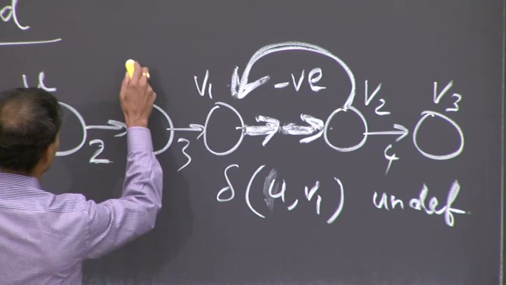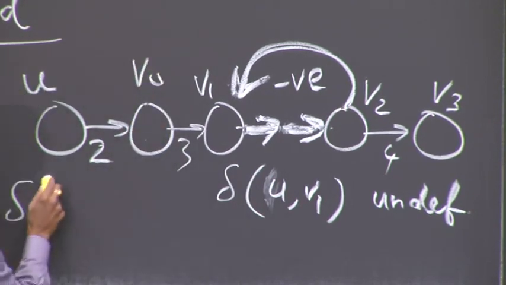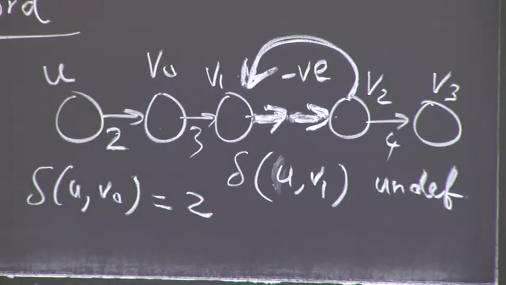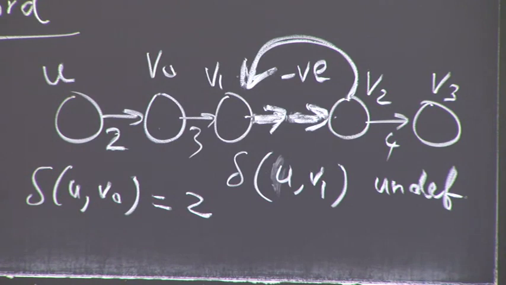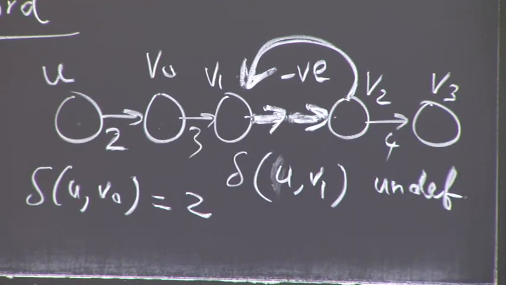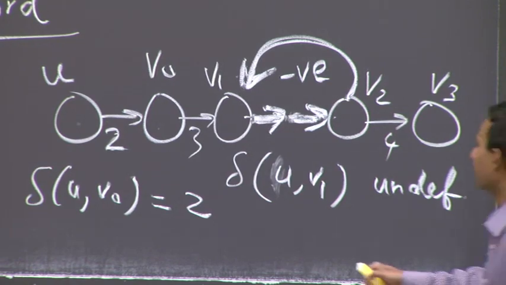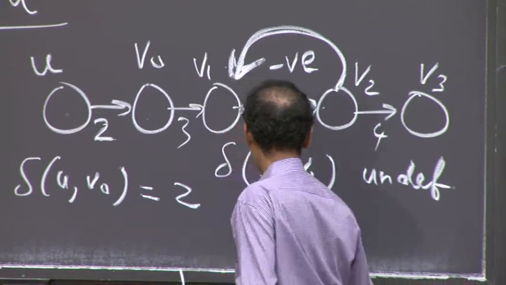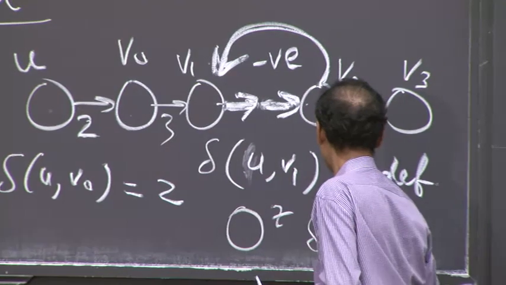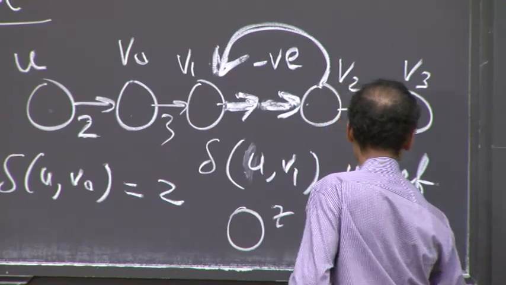For this node, let's call that v0. We have delta u v0 equals 2. And there's a simple path of length 1 in this case that gets you from u to v0. You don't encounter a cycle or a negative cycle in between, so that's cool. All right? And of course, if you have a vertex over here, z, that can't be reached from u, then we're going to have delta u z being infinity.